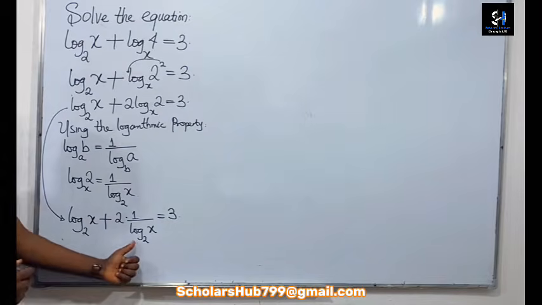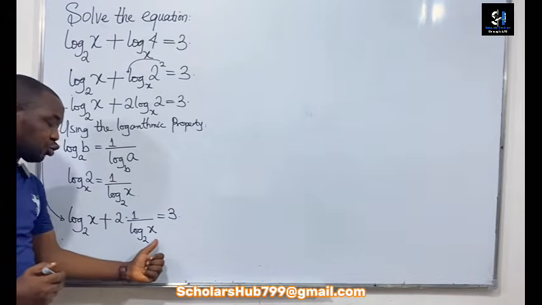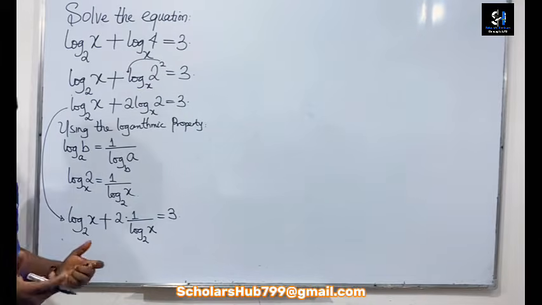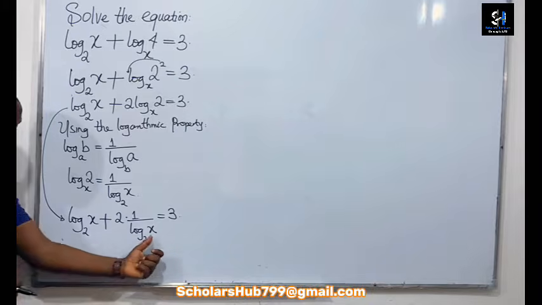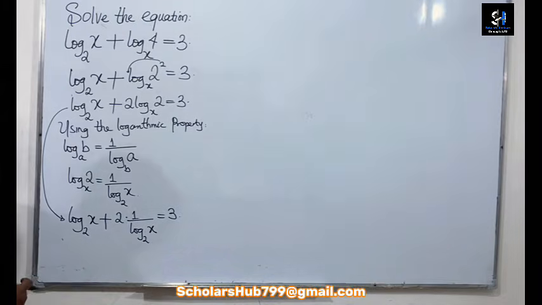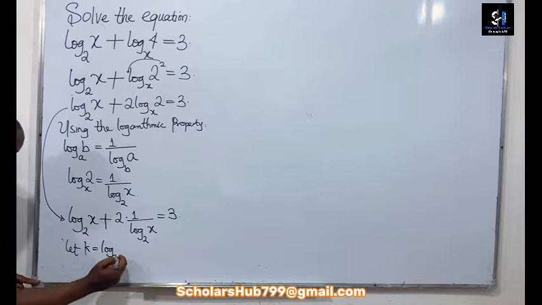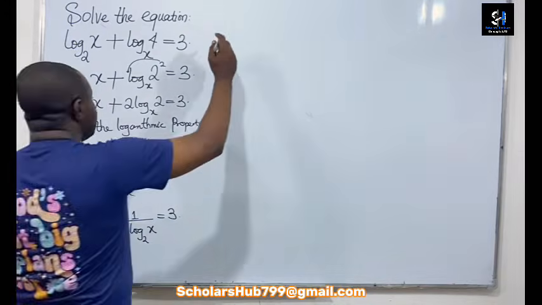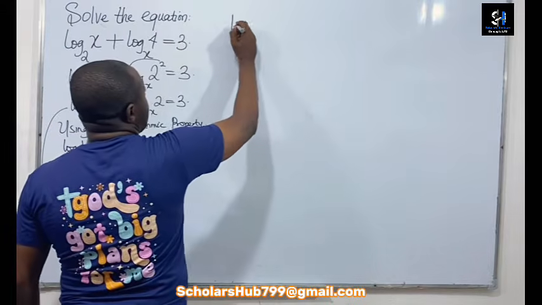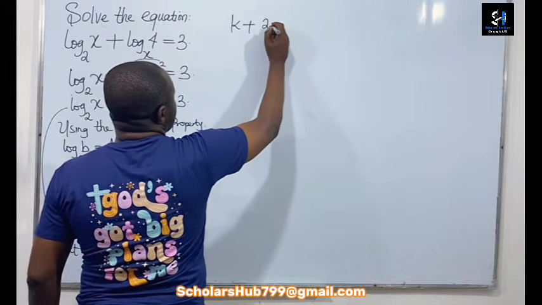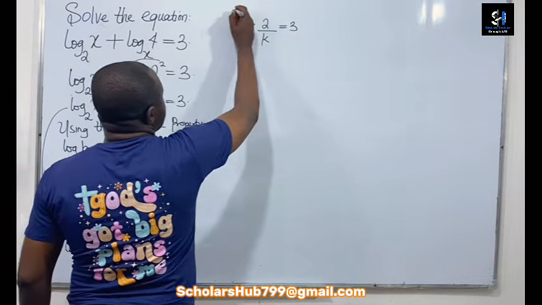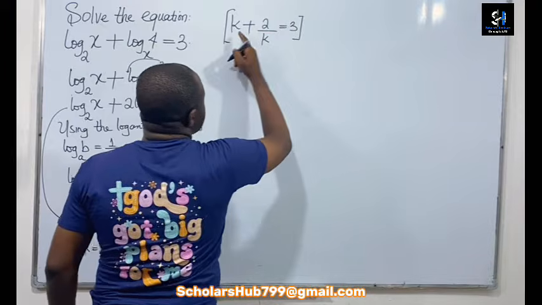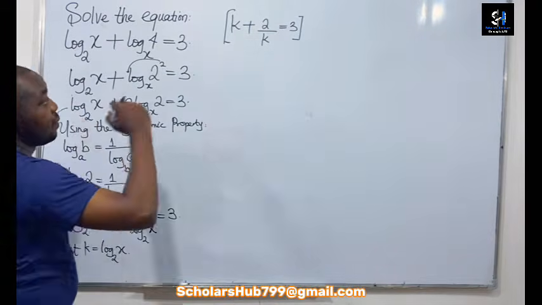Now, let me represent log to base 2 of x with a letter. That is, I'm going to substitute a letter for log to base 2 of x. If I let k equal log to base 2 of x, then this equation will now be k plus 2 over k equals 3. So now I'm going to multiply through this equation by k.